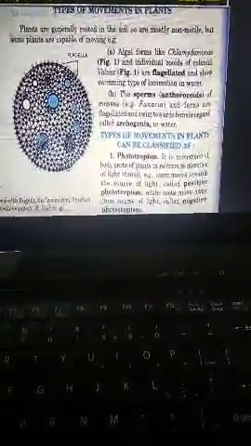Now, plant movements can be classified into the following types. The first one is phototropism. Photo, as you know, means light. So phototropism is the movement of body parts of plants in relation to the direction of light stimuli. For example, the stem moves towards the source of light, that's called positive phototropism, while roots move away from the source of light, that's called negative phototropism.